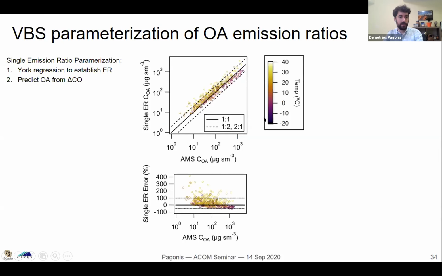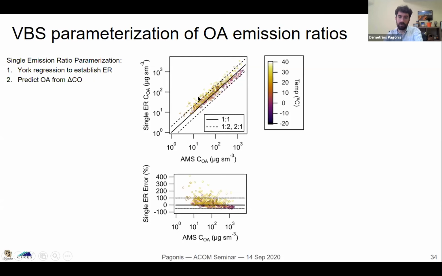Now, before I show you the VBS approach, we need something to compare it to. And so what I'm comparing this to is just a very simple emission ratio parameterization where we set a single emission ratio of OA to CO for the entire campaign. We use a scale invariant two-sided regression to get that emission ratio. And then from that, we can simply predict OA from the excess CO.